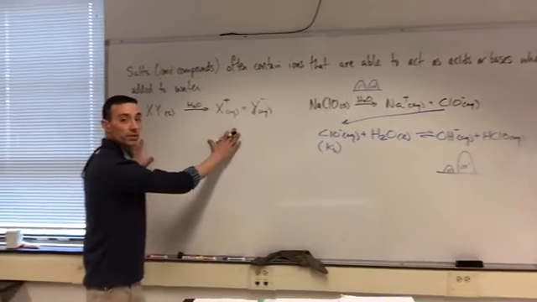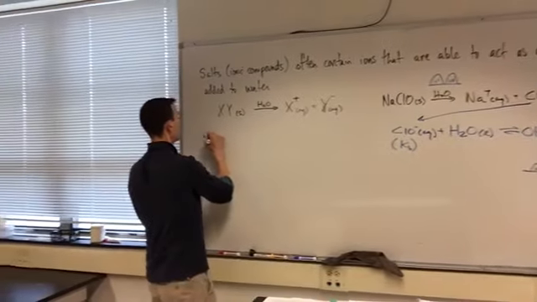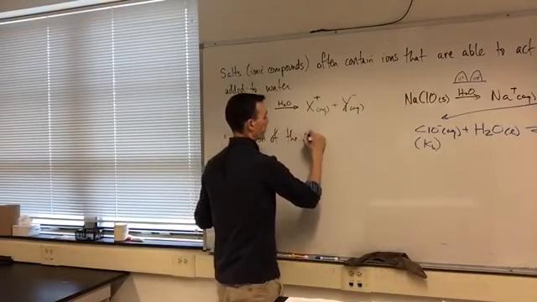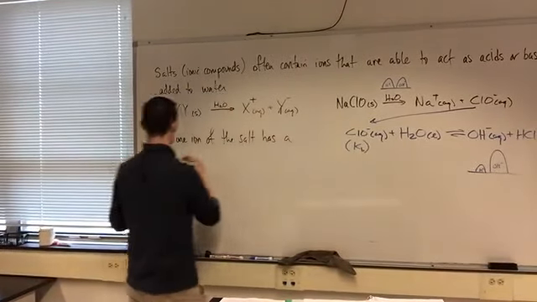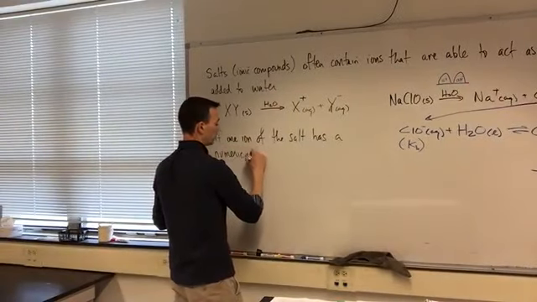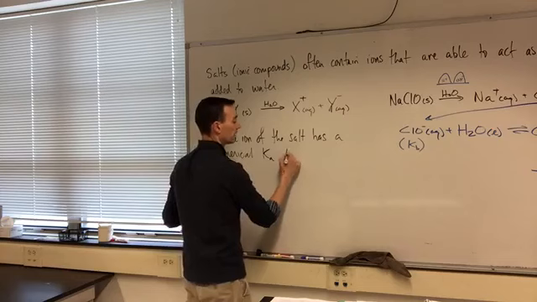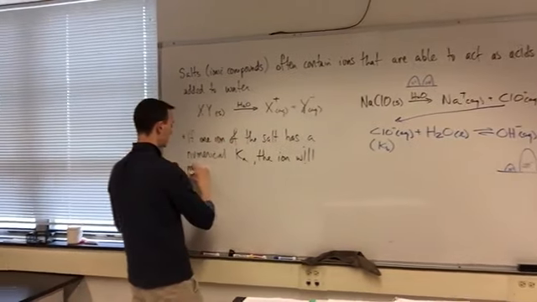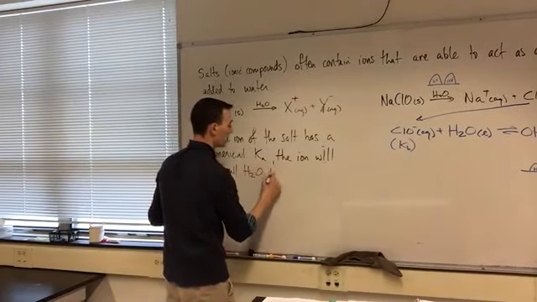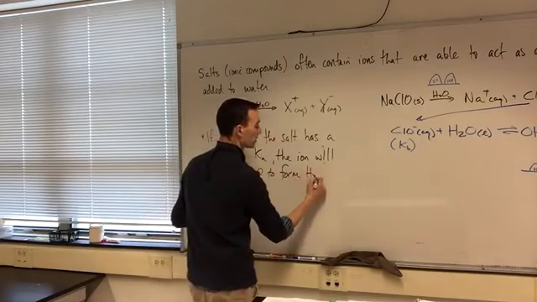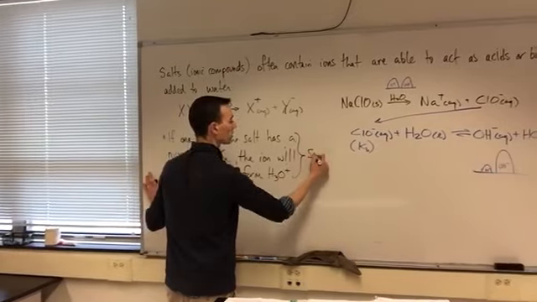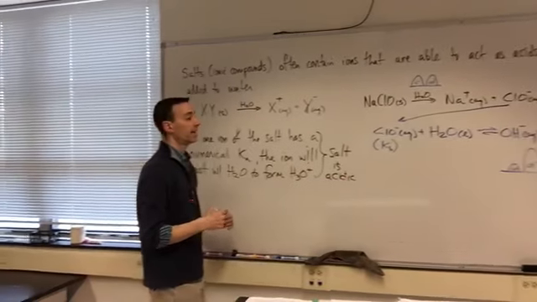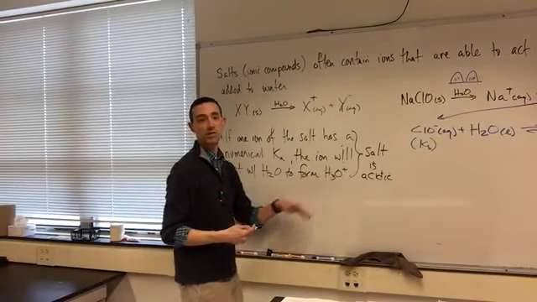Well, for any salt that would dissociate, generic XY over here, if one ion of the salt has a numerical Ka, the ion will react with water to form H3O plus. And we would say that the salt is acidic because this ion has led to the creation of H3O plus, which is an acid.